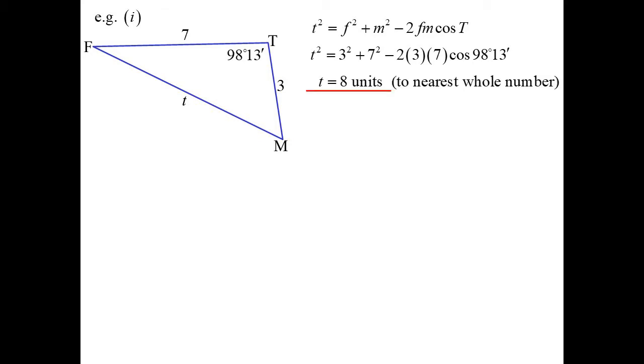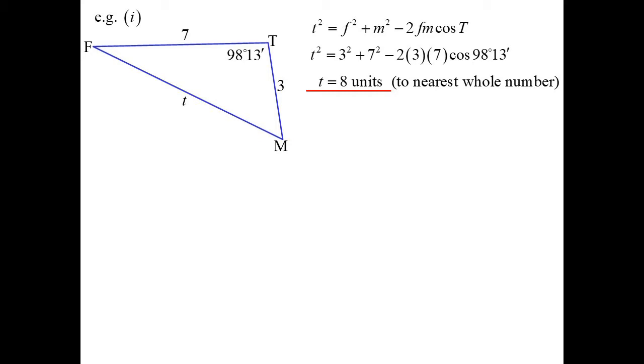All right, let's do an example. We'll find t in this one. So t squared will be f squared plus m squared minus 2fm cosine of t. Now, look, in reality, I probably don't write that formula down each time, but it is important that you show the substitution step. So 3 squared plus 7 squared minus 2 times 3 times 7, cosine 98 degrees 13. From there, it's all calculator work, but don't forget to find the square root. Remember, it's t squared equals, so to find t, you need to find the square root of all that.